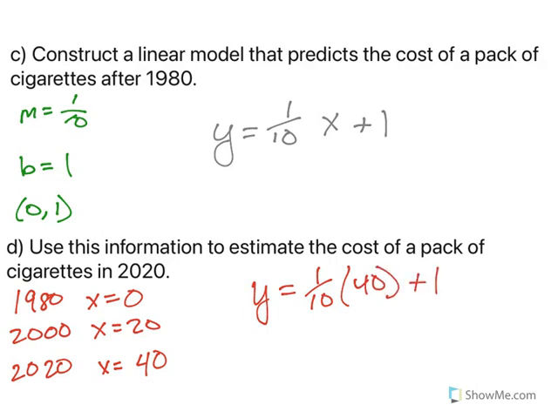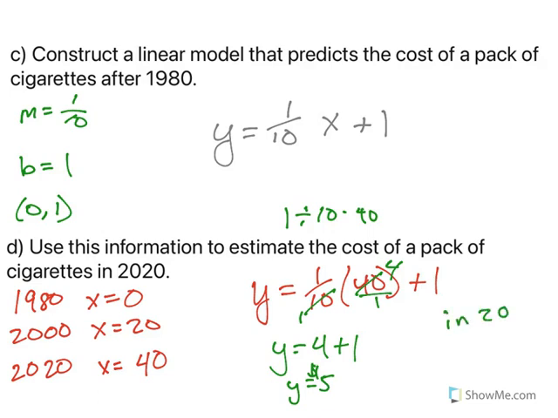Well, what's 1/10 times 40? If you want, in your calculator, you could type in 1 divided by 10 times 40, and it'll yield an answer. Or you can multiply fractions. 10 goes into 40 4 times. So that would give me 4 plus 1, which is 5. So we would estimate that in the year 2020, the average cost of a pack of cigarettes would be $5. That's what that tells us. In 2020, we expect cigarettes to be $5 per pack. And I don't smoke, so I don't even know if that's right or wrong or close, but that's what this information tells us.